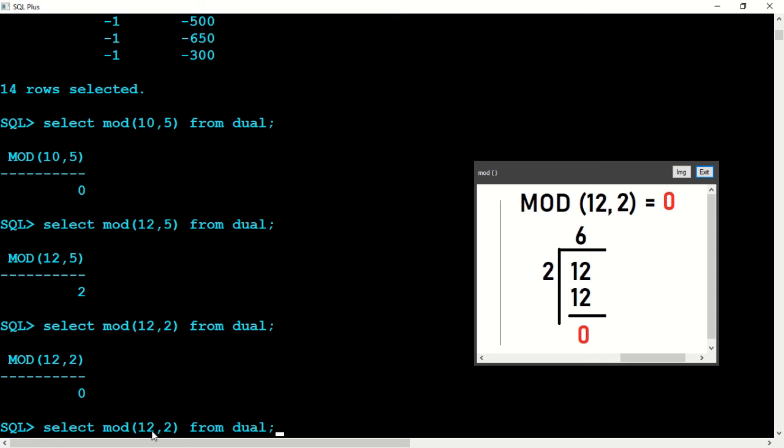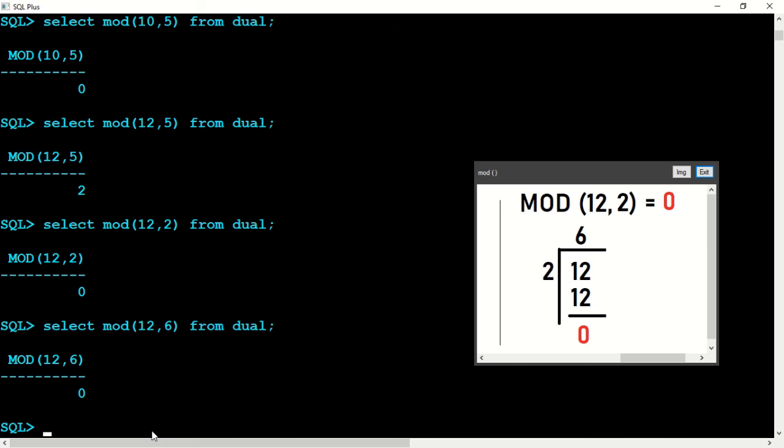Okay, so mod of 12, 5. What will the output be? You know it. Okay, let's say 12, 6. It will be 0, because why? Because 12 divided by 6, 6 twos are 12, right? So 2 is the quotient and the remainder is 0.